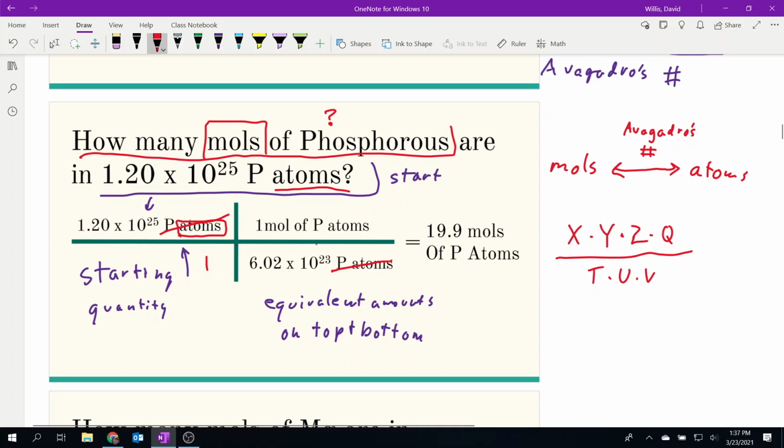Why don't you do the math real quick just to confirm that you are putting the numbers in the calculator and see if you get something around 19.9 for your answers. All right? Just try that out real quickly. So did we all come around to 19.9 moles? Yes? All right, excellent.